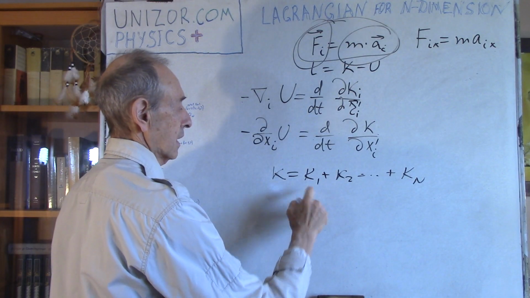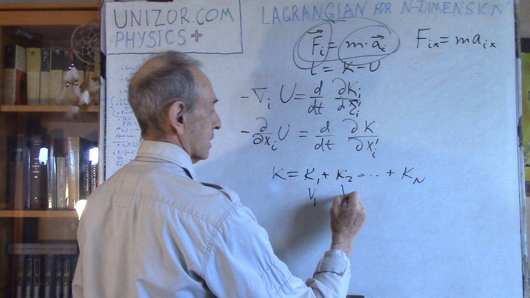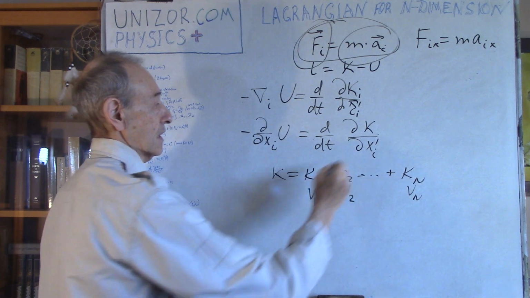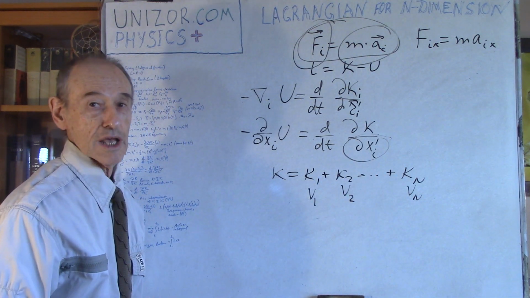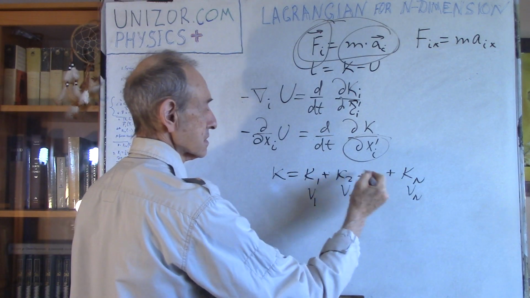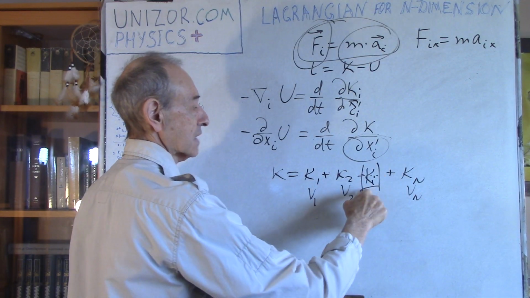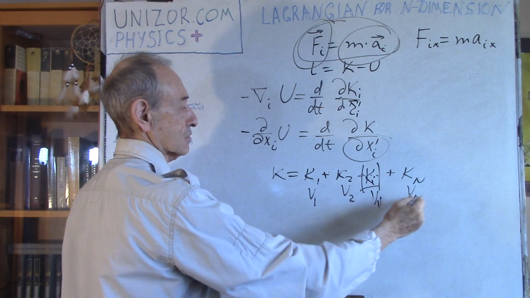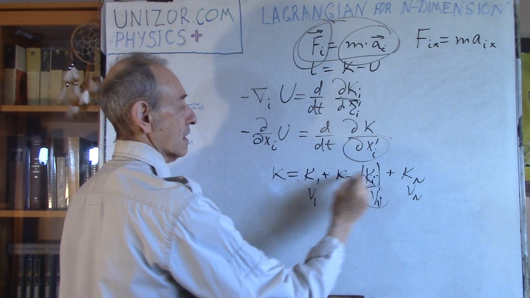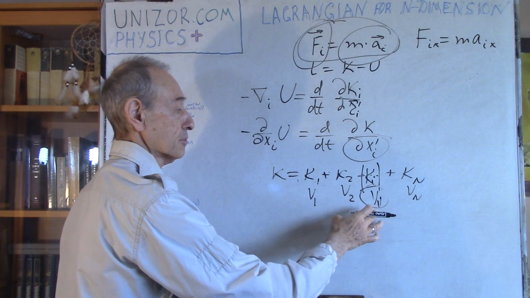Now this one depends on the speed of the first object. This one depends on the speed of the second. This one depends on the speed of the nth. So if I'm partially differentiating by the speed of the ith component, then everything which is not i, only Ki would contain vi. Everything else does not, which means if I partially differentiate by vi, these are completely irrelevant. They're constant. It's a partial differentiation by one particular parameter.